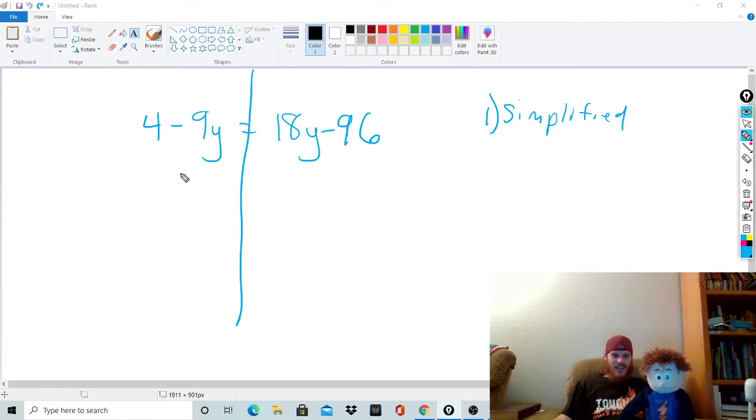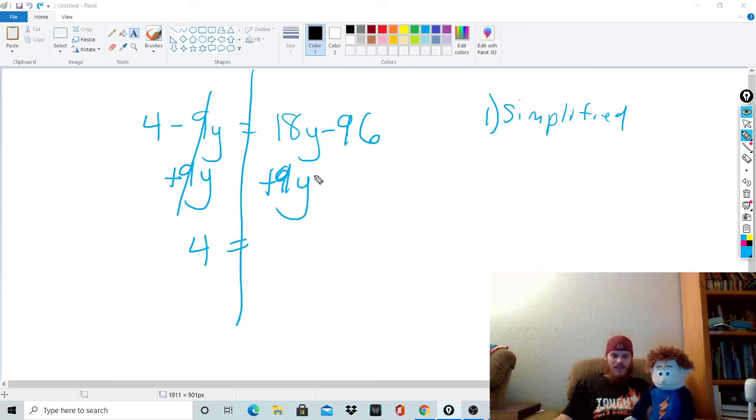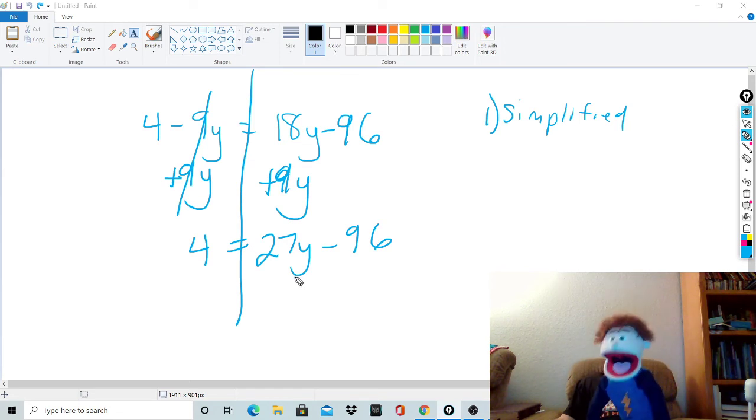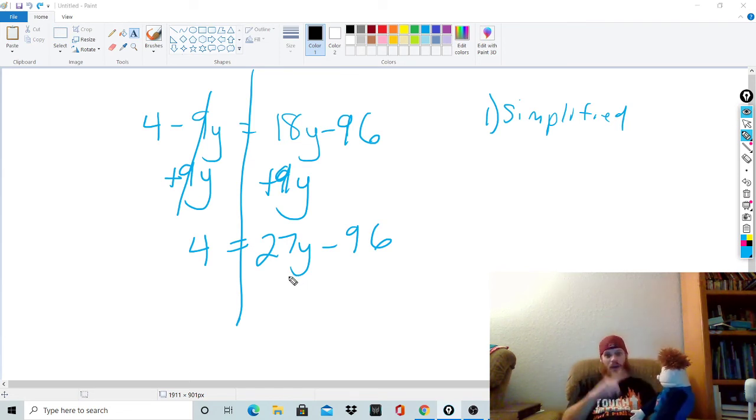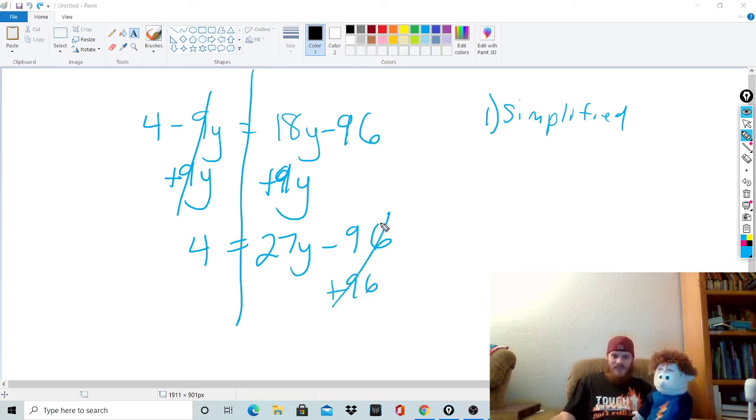So let's split this side up. Notice I want to move this guy. I'm going to move the whole term, right? Not just plus 9. I'm moving the whole term to both sides. So now I'm left over here with 4 is equal to 27y minus 96. Now what? Still gotta get y by itself. You got y to one side. Now you got to get y by itself. So let's add 96 to both sides, right? That cancels this. And you get 100 is equal to 27y.